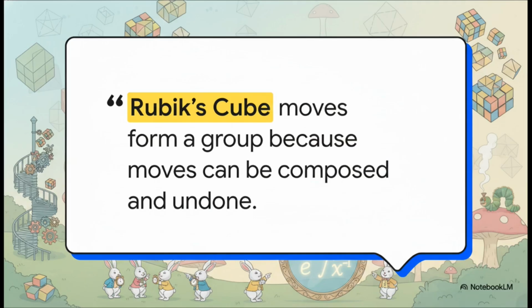Let's bring back those central literacy questions. The set, every single possible position of the cube. The operation, composing sequences of face turns. The identity, doing absolutely nothing to the cube. And the inverse, simply turning a face back the exact opposite way you just turned it.